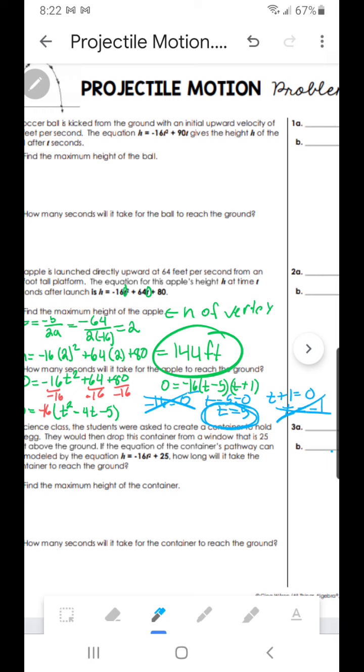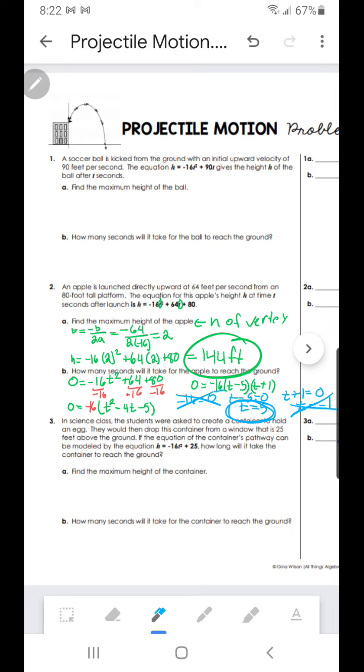All right, I know these are a little bit crazy, but I want you guys to do number 3.